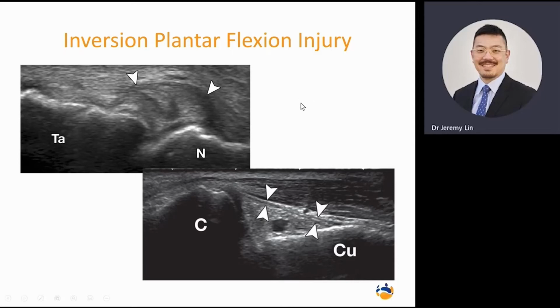This is ultrasound examples of those ligaments we're talking about. This is the talonavicular ligament. You can see that it is bowed. There is loss of normal fibrillar pattern. It is edematous, indicating that this is at least a moderate grade sprain injury.